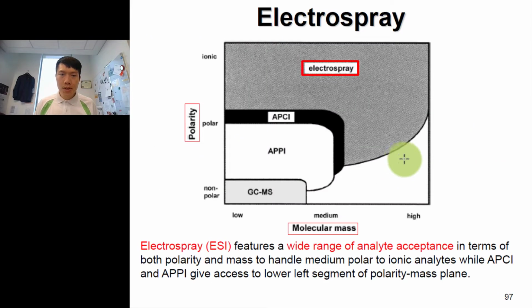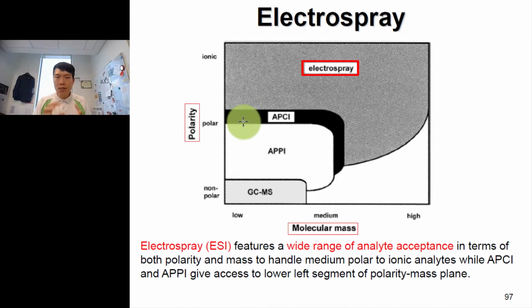Okay. Here we give a summary diagram under electrospray. So I'd like you to look at the axes first, the y-axis and x-axis. We are only considering two parameters. On the y-axis is your polarity. Being super high in polarity are those ionic compounds. And the other end of the spectrum is your non-polar compounds. Now, on the x-axis is your MR. Whether you have a high MR or a low MR here.